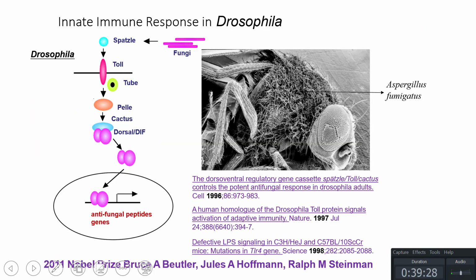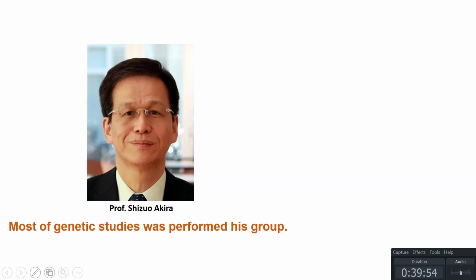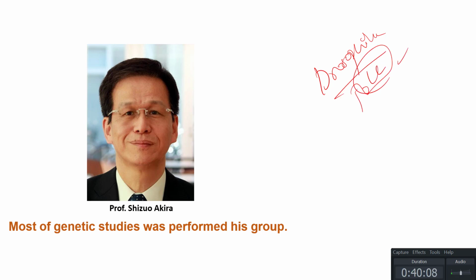So in the innate immune response in Drosophila, if any fungi comes, it will be sensed by the Spätzle system. Then the Toll will get activated. Then Tube and then Pelle, Cactus, and then Dorsal and Dif genes are activated. Then it gets into the nucleus. That transcription factor will upregulate more antifungal peptides. For this only, people got the Nobel Prize in 2011. Professor Akira started to study the genetic studies in these Drosophila genes, and how it is happening, or how these Toll-like receptors are functioning. That's what he started.